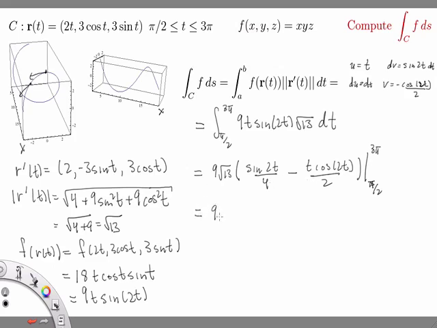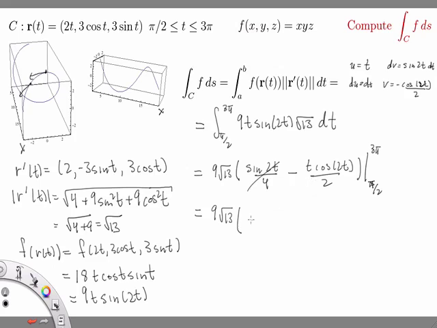Okay, so we have this 9 times root 13, and then, well, for this term, when I plug in 3 pi, I get sine of 6 pi, which is 0, and when I plug in pi over 2, I get sine of pi, which is also 0. So this term doesn't really contribute anything. I get a 0 minus 0. On the other hand, here, what do I get?